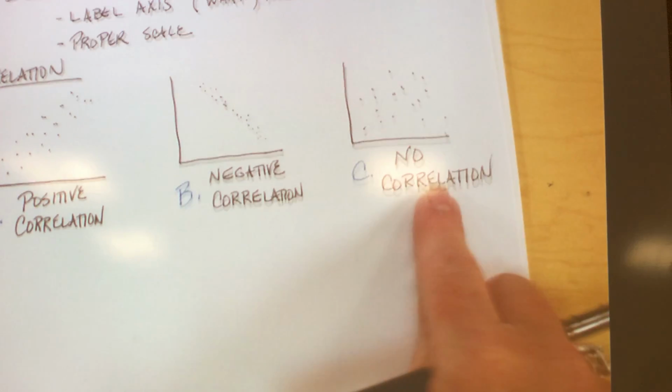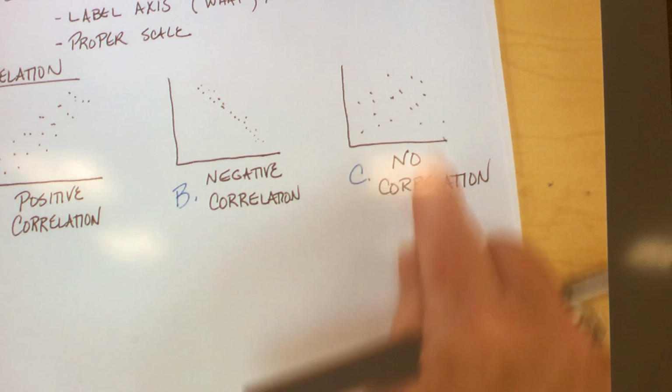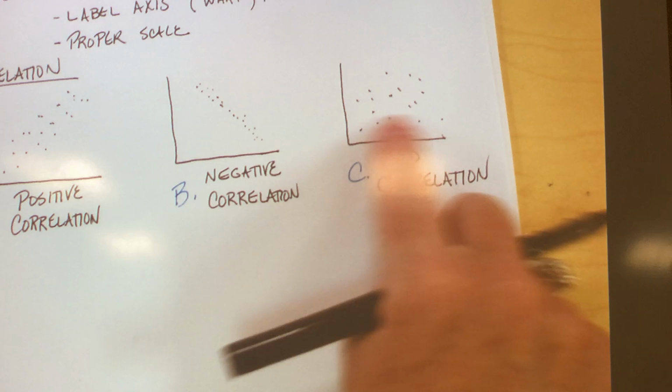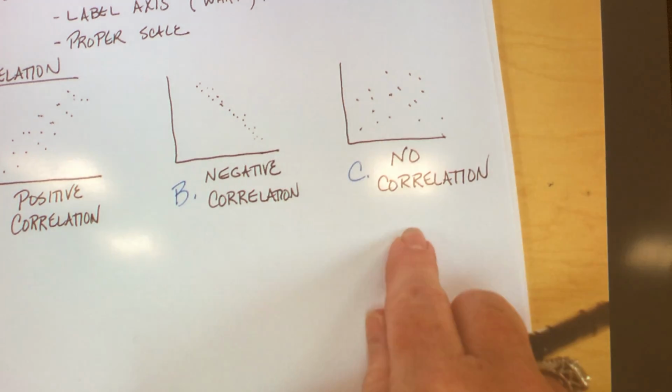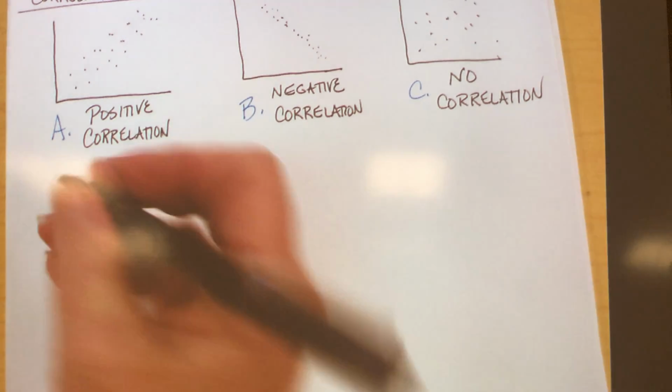All right? No correlation. Marshmallows you eat. How many marshmallows you ate and your grade on the test? How many times you had to let the dog out last night and your grade on the test? Okay? All right, so here we go.